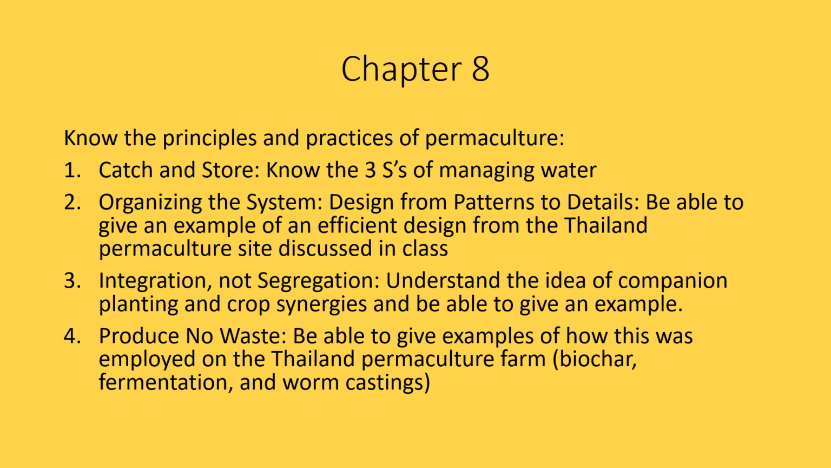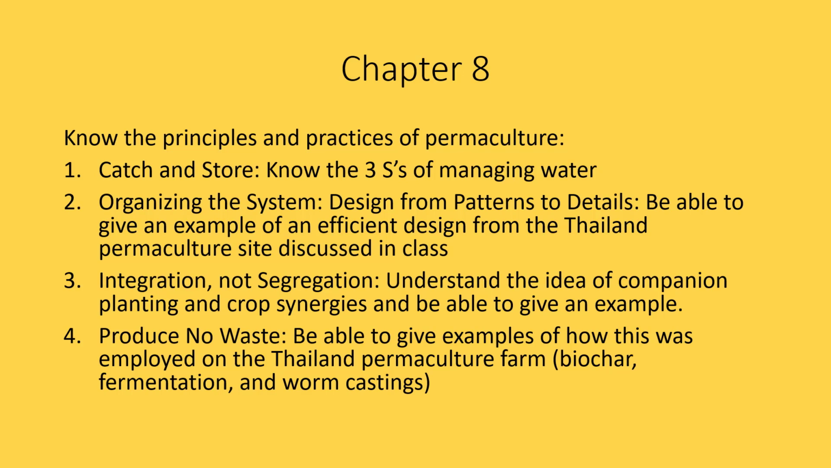Understand the idea of companion planting and crop synergies and be able to give an example. We talked about planting tomato next to basil because the tomato plants provide shade for the basil while the basil keeps the bugs away from the tomatoes, and both improve each other's flavor while competing over different nutrients from the soil. Or again, you could reference the reason why coconut trees are planted next to banana trees.